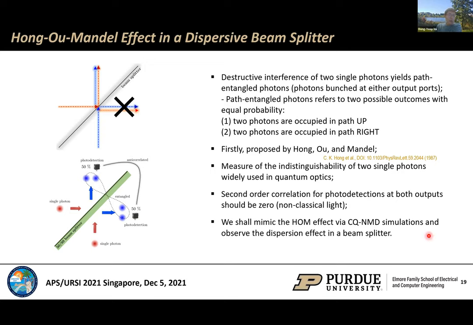What that means is whenever you have a single photodetection on one path, for example the up path, then the other photon, on the right path, always has zero photons. And the generation of these path entangled photons can be explained by the destructive interference of the two photons inside the beam splitter. And then we'll simulate this interesting effect in our numerical simulations based on the math and physics model developed before.